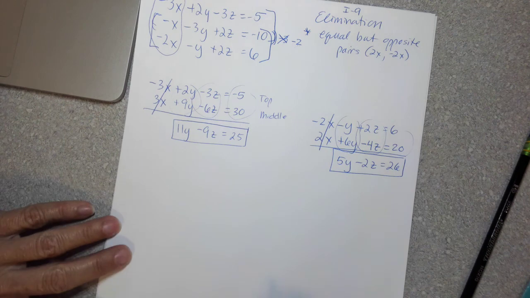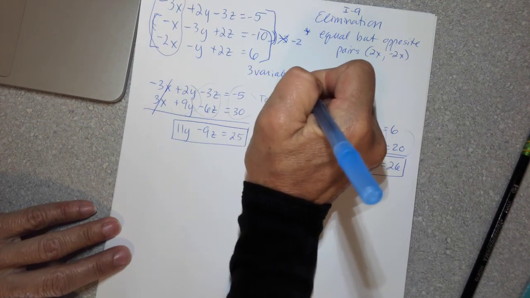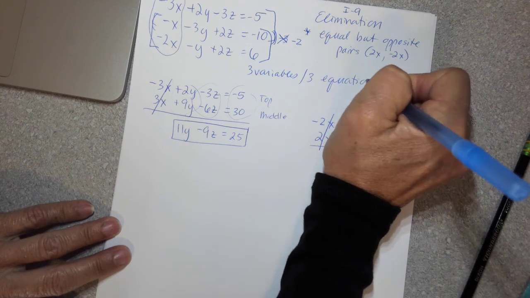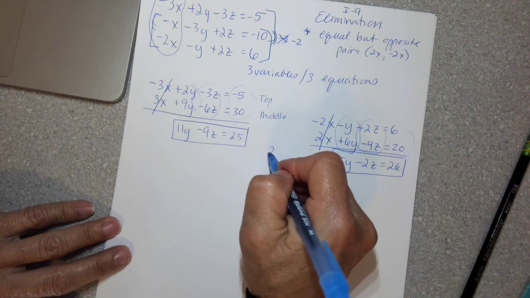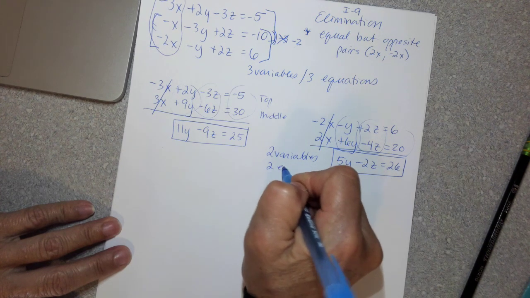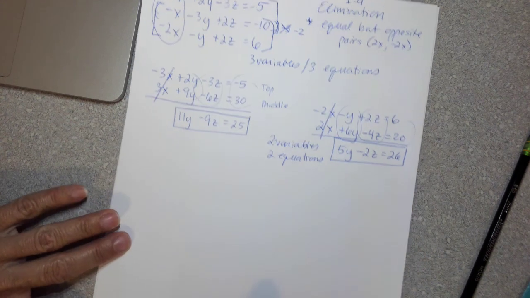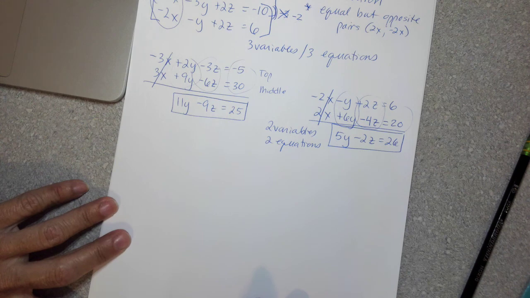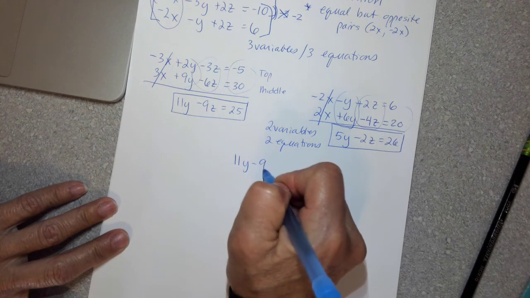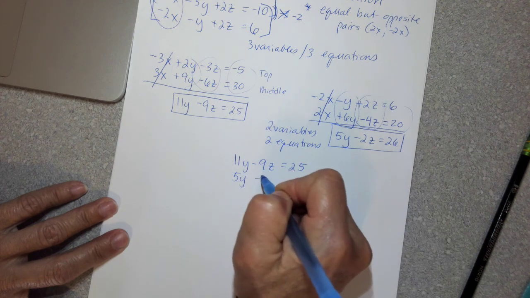So at this point, I've gone from having 3 variables with 3 equations. Now I'm down to 2 variables with 2 equations, and I'm going to keep funneling that down until I just get one equation with one variable that I can actually solve. So now I'm going to line these two up and see what's going to be the easiest way to solve these.